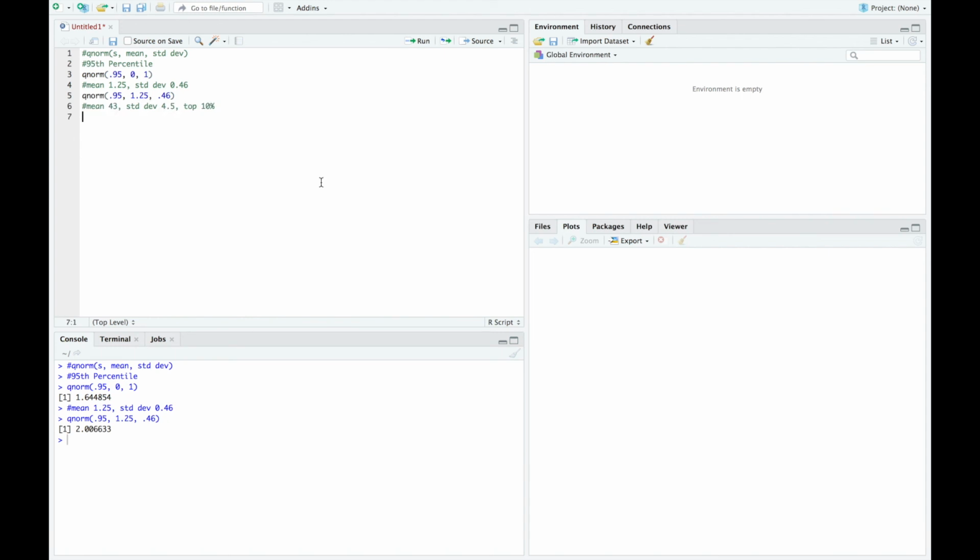Let's suppose I have a mean of 43, a standard deviation of 4.5, and I want to know what value separates the top 10%. In this case, we would use qnorm of 0.9. The top 10% means that 90% is below, and percentiles always give you the percentage at or below. So we're going to use 0.9 for the percentage below the 10%, a mean of 43, and a standard deviation of 4.5. And we would get this value of 48.76698.